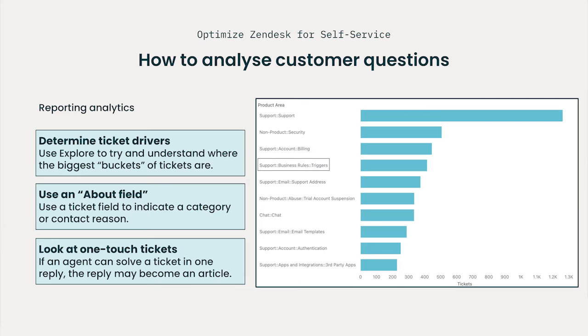If you're not already, we recommend using an About field or some other mechanism to indicate a category or contact reason for your tickets. We use Explore to see which tickets are being submitted most frequently. In addition, we look at how many tickets in each category have a high number of one-touch tickets, as well as CSAT and handle time for each ticket.